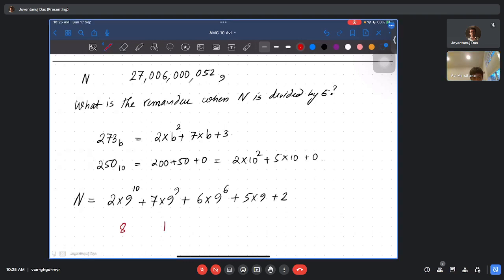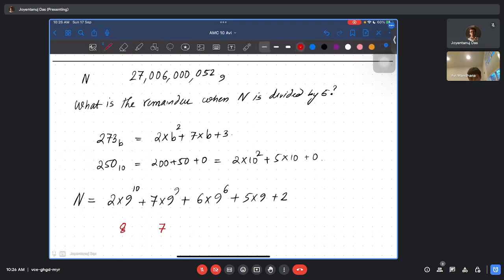Then 9 to the power of 6 would end in 9. No, I think you are doing the opposite one, right? If it is odd, it will end in 9, and if it is even, it will end in 1, right? Because 9 squared is 81. I think you did the opposite.